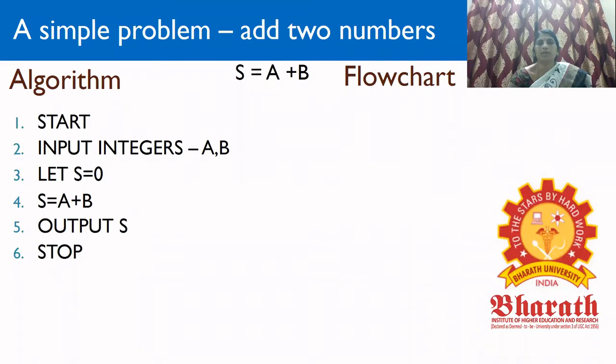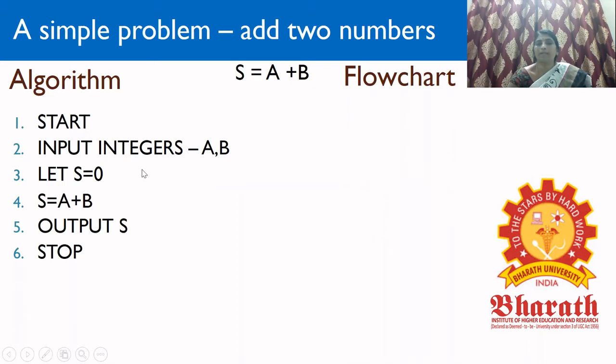Next, we consider a simple problem, the addition of two numbers. The first step is the algorithm. It is going to be the step-by-step procedure of how we are going to add any two numbers. So the first step is start, input integers. Because we need to add two numbers, we need the input of it. So A comma B.